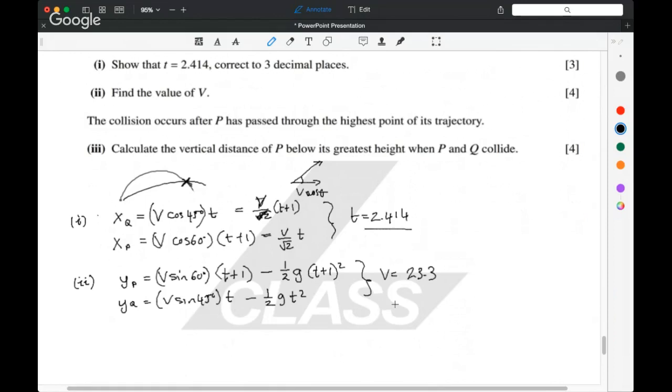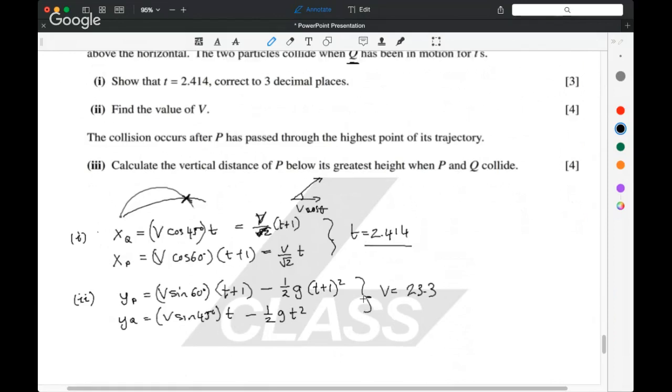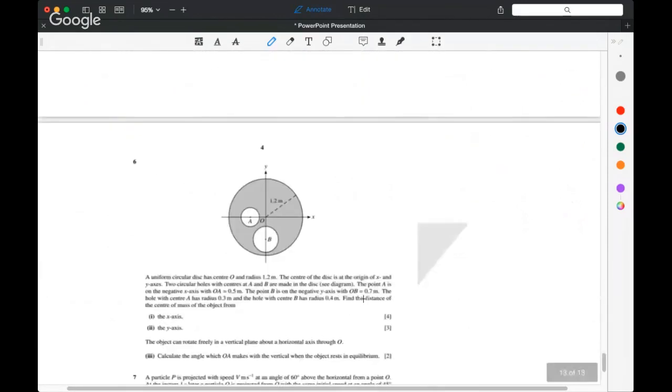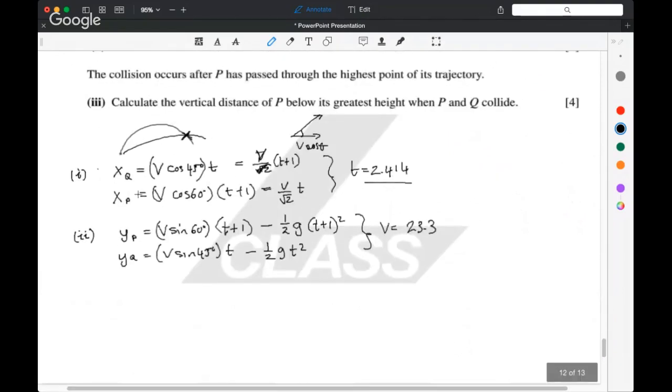The last task is to calculate the vertical distance of P below its greatest height when P and Q collide. So what does this mean? Well, best draw a diagram. So we have some trajectory followed by P, and it reaches some maximum height, h, and at some point here it collides with Q, and it hasn't fallen to the ground yet, or fallen back to its starting place. So let's call that h prime.